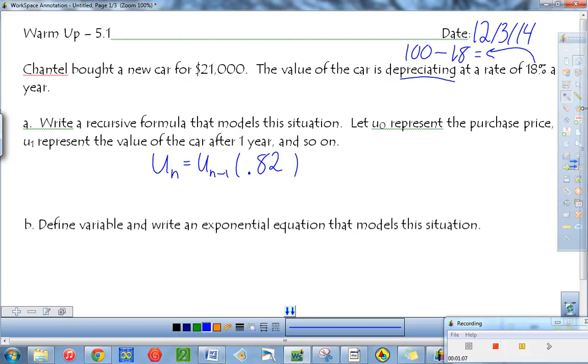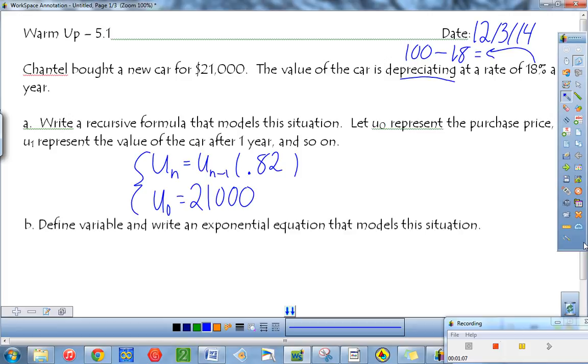All right, and then what else do you need for a recursive formula? U sub 0 is 21,000. Okay.